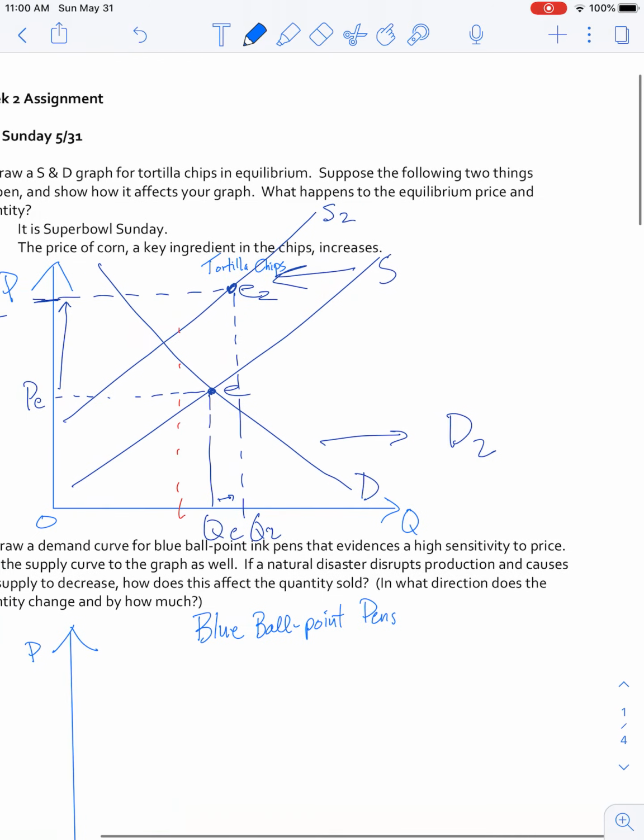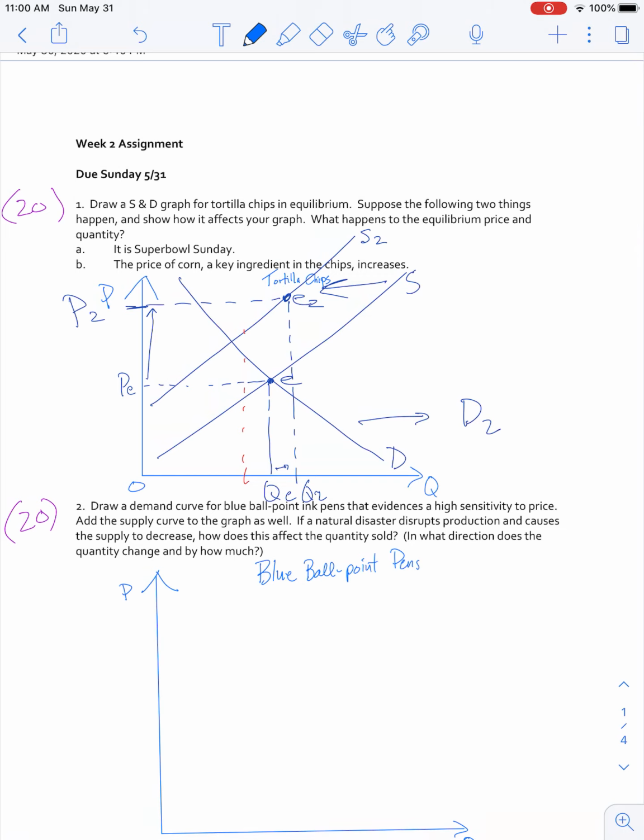And so ultimately, I mean, you could even note this if you wanted to. You certainly didn't have to for this question. But what happens to equilibrium price and quantity? The price in equilibrium has to go up. The quantity in equilibrium could go up, down, or stay the same, right? So that's sort of as an aside there, but that's the important things here.